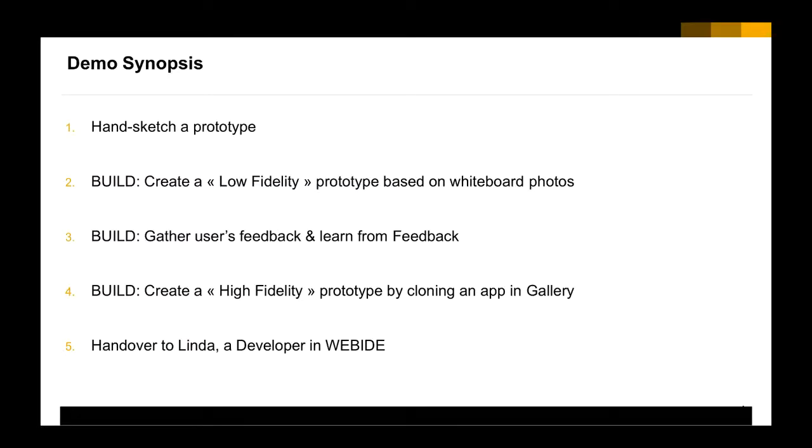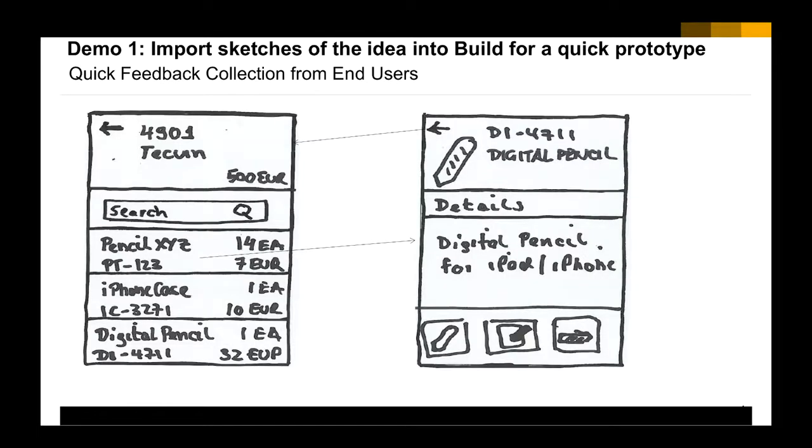And Emma would start with some discussion with John about the user experience, about the process flow. And during the discussion, they're doing some hand scratching as a prototype. And the prototype will look like this.